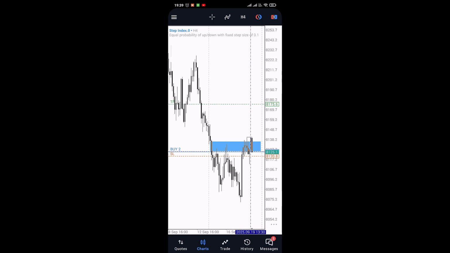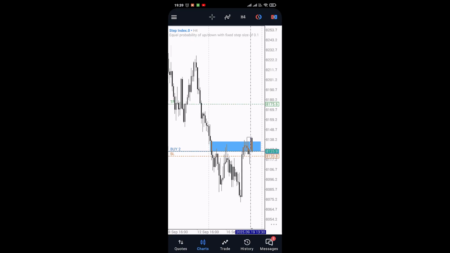This is Step Index on a 4-hour time frame. The key PD array, which was used as a resistance in the beginning of the week, is now being turned into a support. That is the idea that I'm going with in this contrarian model, approaching the 20th reversal.